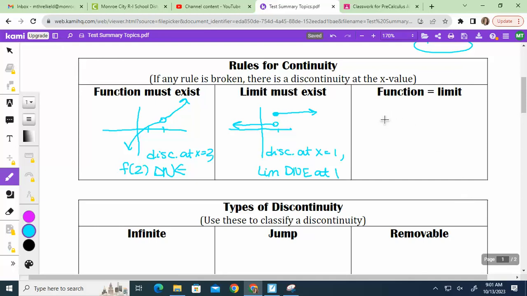And the third, the function has to equal the limit. So if I gave you a graph, say I have this, does the limit exist? Yes. If I put another point down here, does the function exist? Yes, but they're two different numbers. So this one is discontinuous at x equals -1. The reason: f of -1 does not equal the limit at -1. They're two different values.